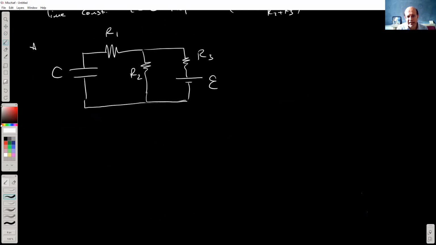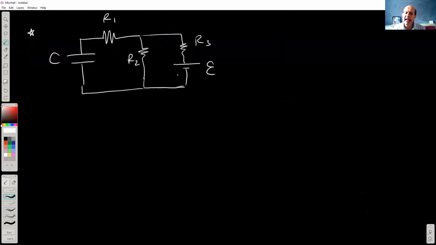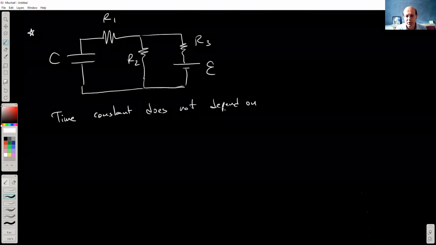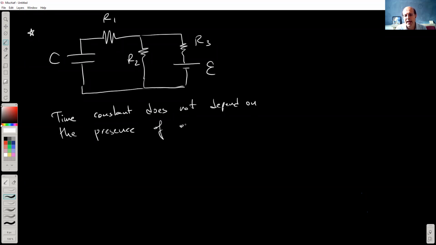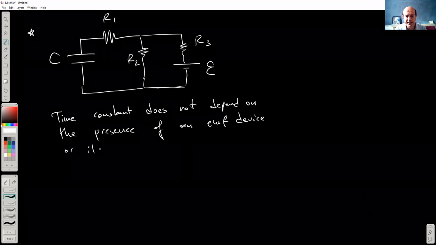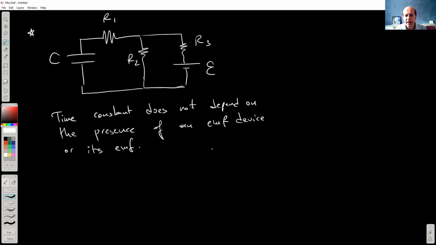What's important in this example is that the existence of the EMF device actually doesn't change the time constant. So let's say it like this. The time constant does not depend on the presence of an EMF device or its EMF value. The time constant has nothing to do with the EMF.